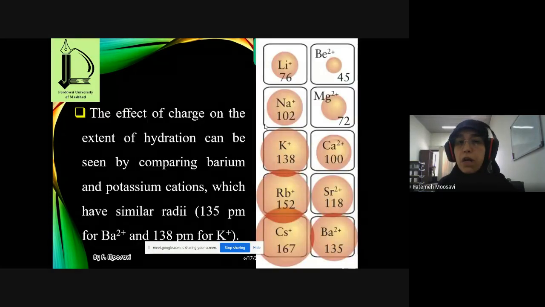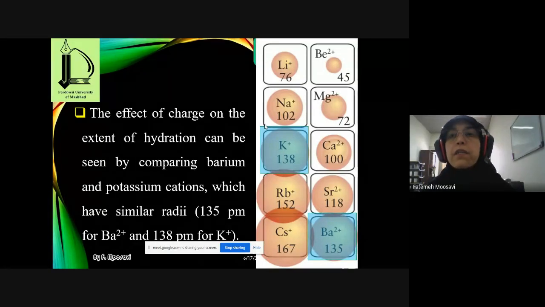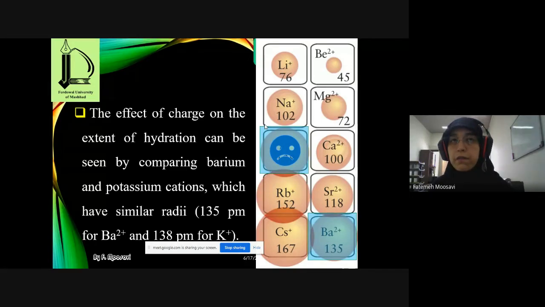To consider the effect of charge on the extent of hydration, please consider this figure. We compare the first and second groups of the periodic table. We see that potassium and barium have similar radii. Since the charge on barium is greater than potassium, we see that potassium salts are not hydrated, while barium salts are often hydrated. The difference can be traced to the barium ion's higher charge.